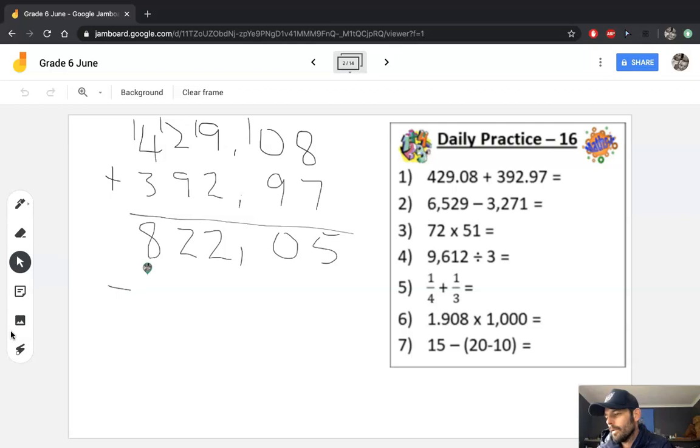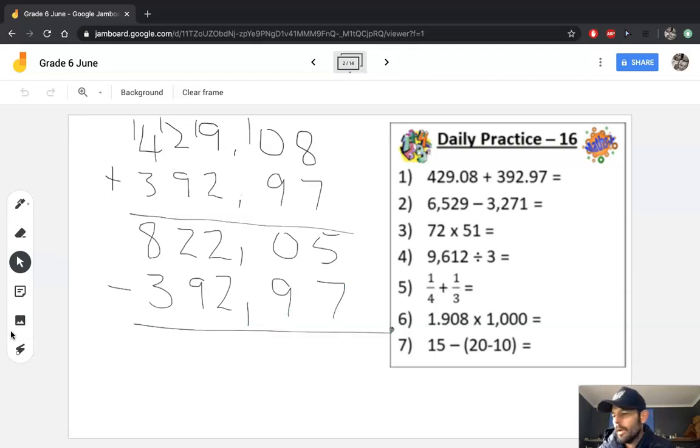So let's subtract 392,97 from our answer and see if we get 429,08. So we know we need to borrow. So 15 minus 7 is 8. So 8's there and 8's in 429,08. 9 minus 9 is 0. So that's correct and that 0 is correct.